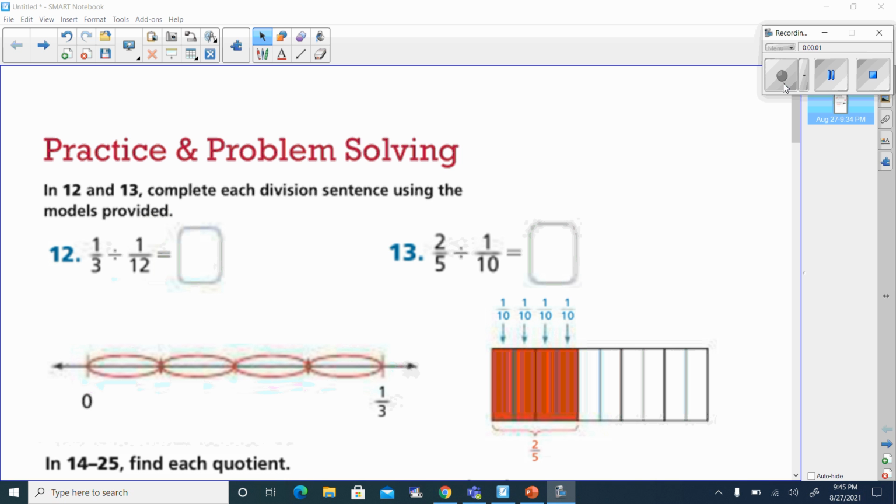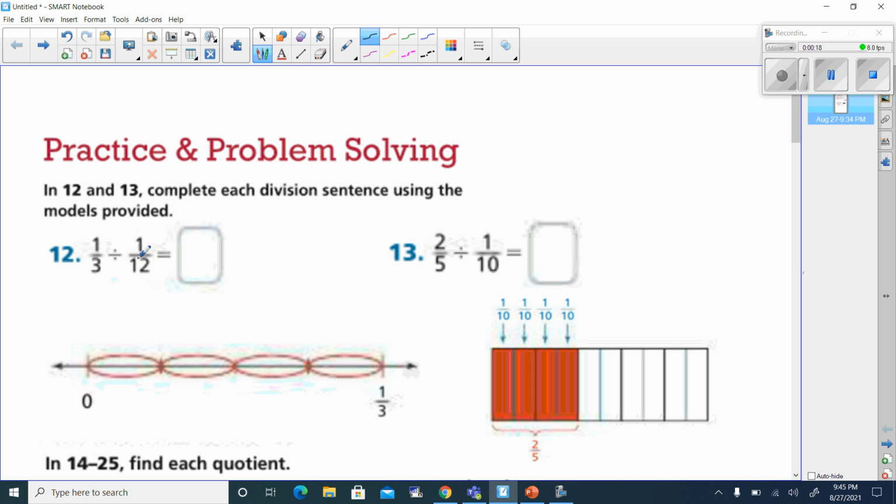Alright guys, tonight we're going to be doing lesson 1-6. Looks like we're doing dividing fractions and mixed numbers. So let's go ahead and begin. We've got in 12 and 13, complete each division sentence using the models provided.